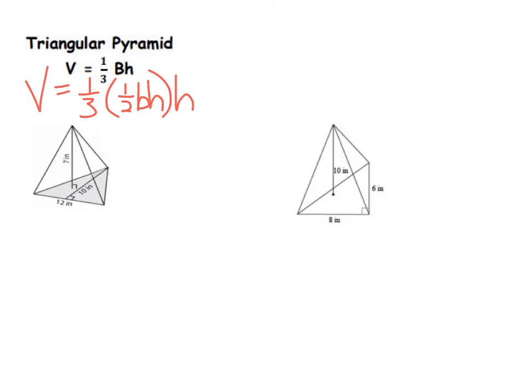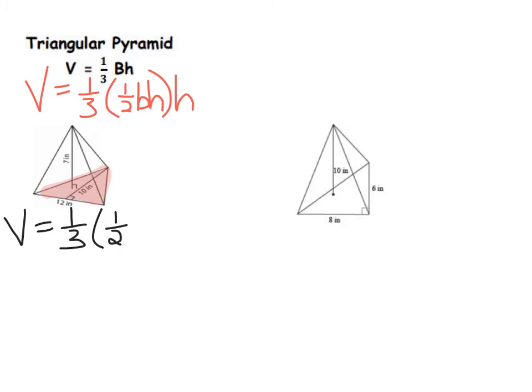Yes? Okay, I could barely see it. We'll shade it in because that helps. So that's your base. And what you're going to do is just substitute what you know. So we don't know volume, so that stays the same. You have 1/3. Now it's going to be 1/3 times 1/2.